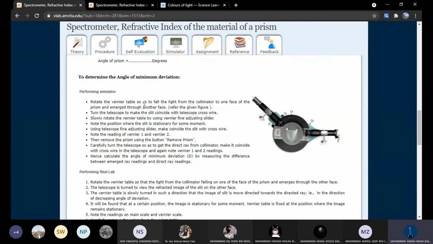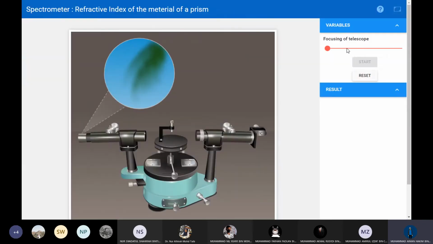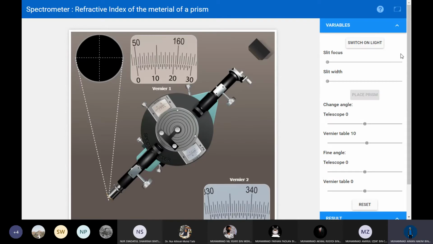First, rotate the vernier table so as to fall the light from the collimator to one face of the prism and emerge through another face. Refer to the given figure. We open the simulator and we adjust the focus of the telescope to obtain the image. And we press the start and switch on the light. We use the sodium vapor lamp, so we get the yellow light. And then we adjust the slit focus to get a better view of the slit.